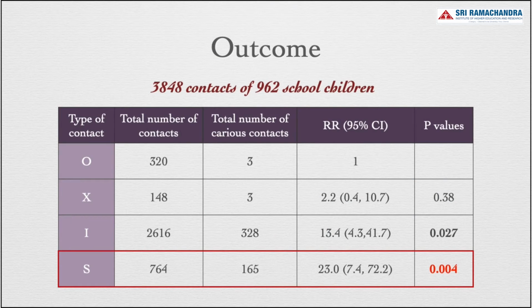So moving on to the results section, what did we actually have? From 4476 contacts, we had 3848 contacts of 962 children. And as you can see, the S contact was found to be the most susceptible to proximal caries development, with odds 23 times more with an S when compared to that of an O. With an I contact, the odds was 13.4, almost 13.5 times when compared to that of an O contact. With X contact, it was only 2 times when compared to that of an O. And there was a significance present with both I and S contacts, as is visible.